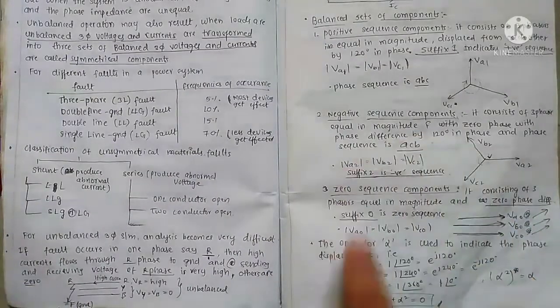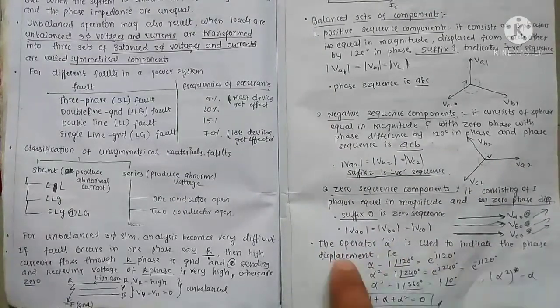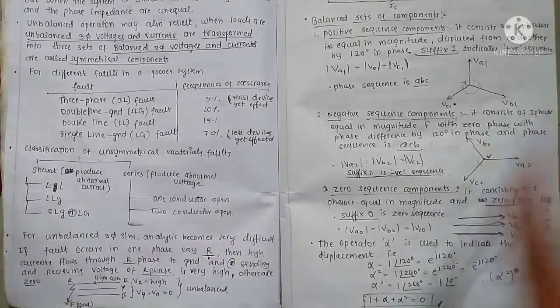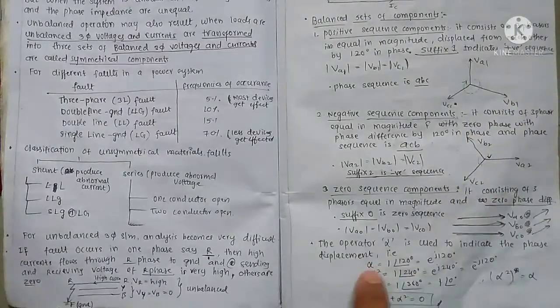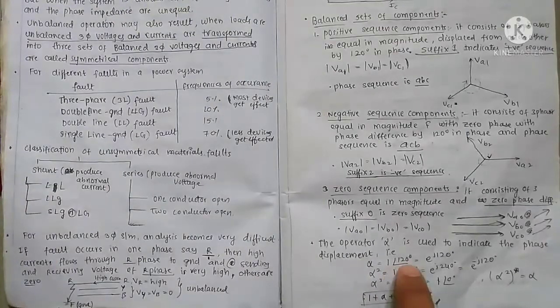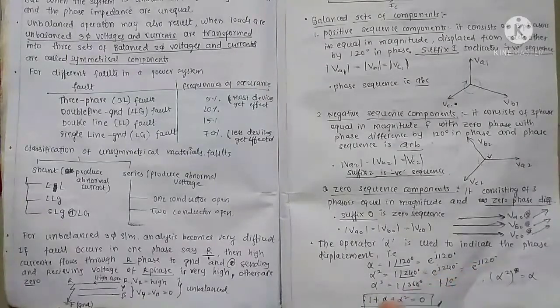For all these operations we use an operator called alpha, which is used to indicate the phase displacement. That is, these are 120 degrees apart, right? Therefore we make use of alpha. Please do remember, this is very important. Alpha operator: alpha is equal to 1 angle 120 degrees. Alpha squared means the square of that, that is 1 angle 240 degrees. This is also equal to 1 angle minus 120 degrees, remember this.